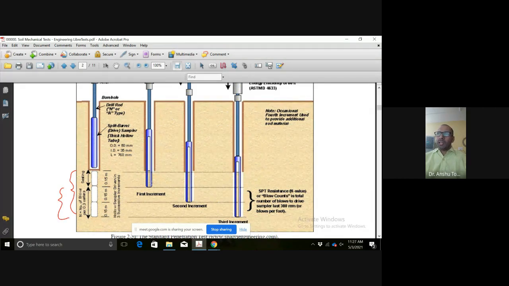This is the first increment, and then this is the second increment, and this is the third one. Whatever N value, or the number of blows, for a particular soil sample is recorded, it is going to tell us the arrangement of the soil strata beneath.